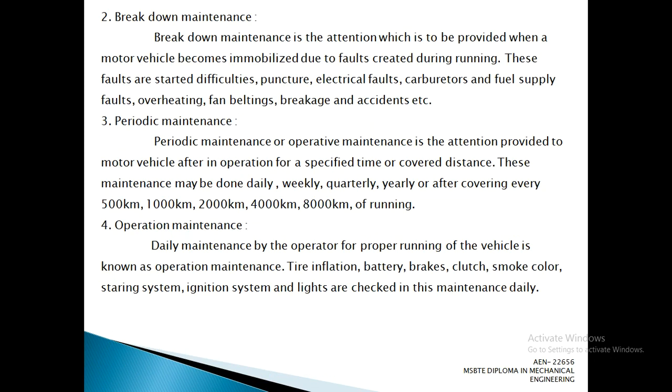Next, that is breakdown maintenance. Breakdown maintenance is when a vehicle becomes immobilized, that is, it is not able to function properly. That type of maintenance can be called breakdown maintenance. This type of maintenance occurs when there are starting difficulties, punctures, electrical faults, problems in the carburetor, fuel supply, overheating, fan belt breakage, accidents, etc. As the word itself says, breakdown maintenance mostly occurs whenever a vehicle stops. That is, the vehicle is not able to function properly and it has become immobilized.